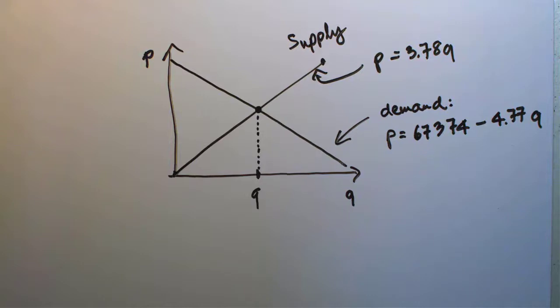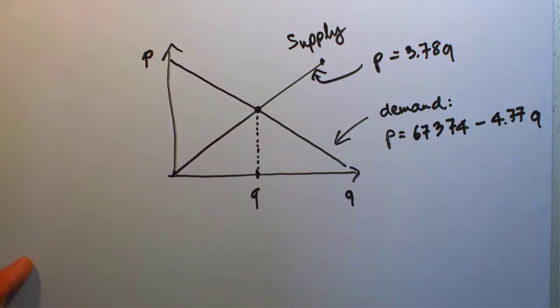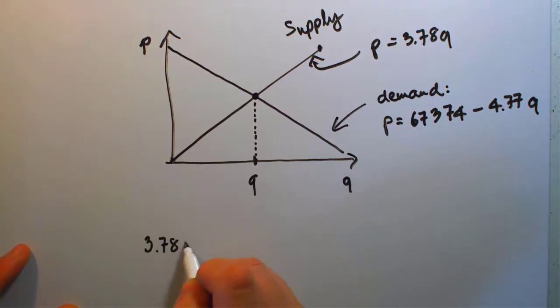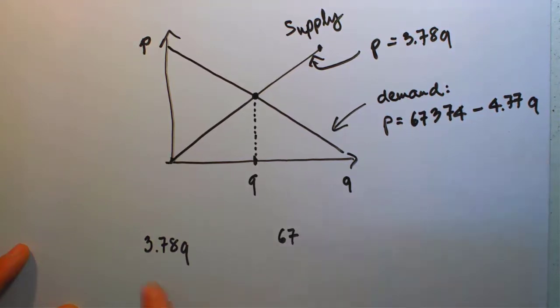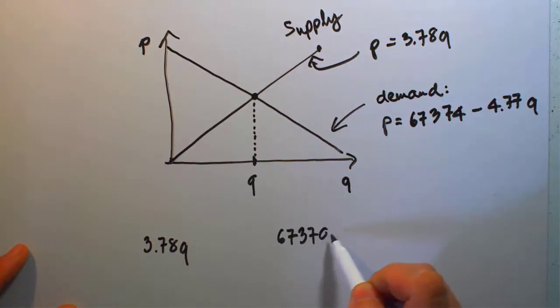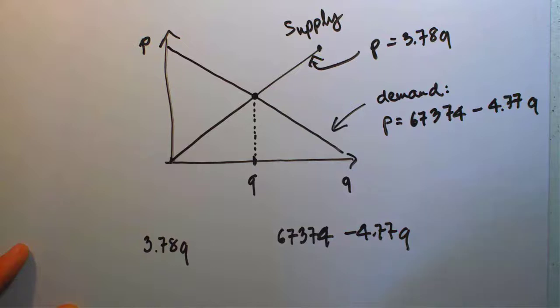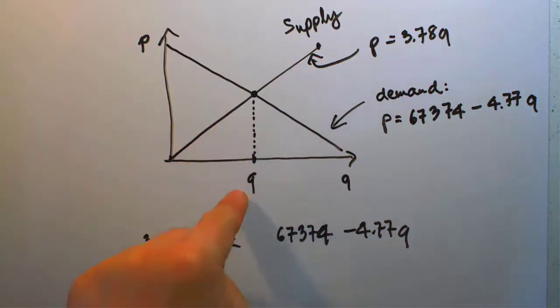Mathematically speaking, two curves are going to cross when their equations can be set equal to each other. So the supply is 3.78 Q, and the demand is 67,374 minus 4.77 Q. I treat both of these as functions of Q. These two expressions are both price, but the price in supply and the price in demand need to be equal, and that's always the starting point to find the variable where the two curves cross.